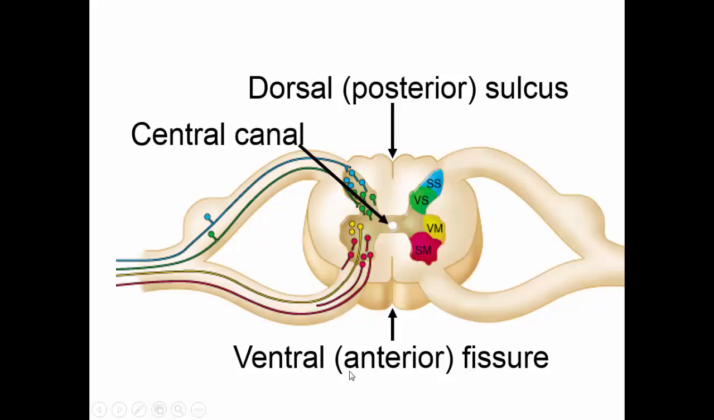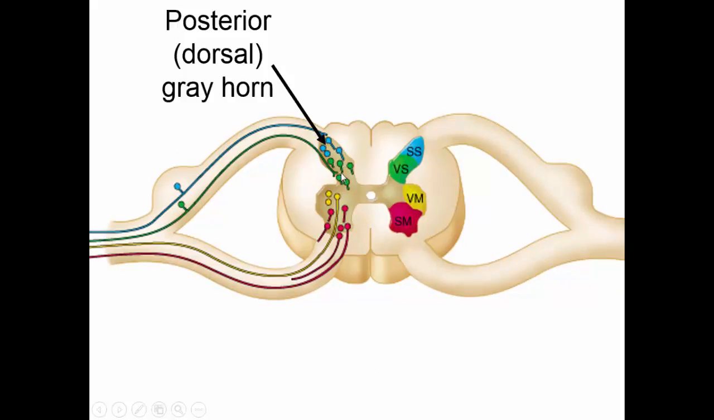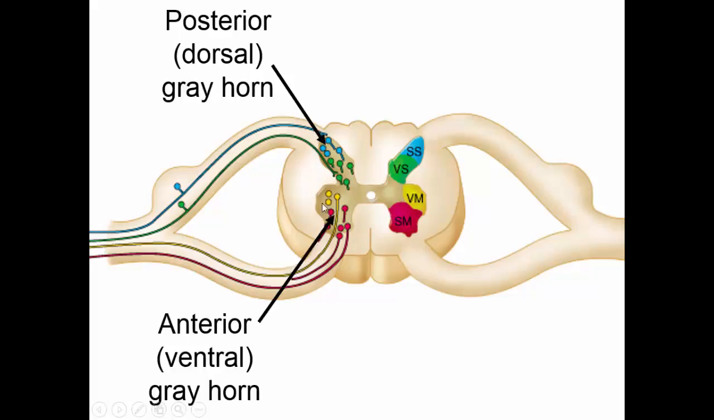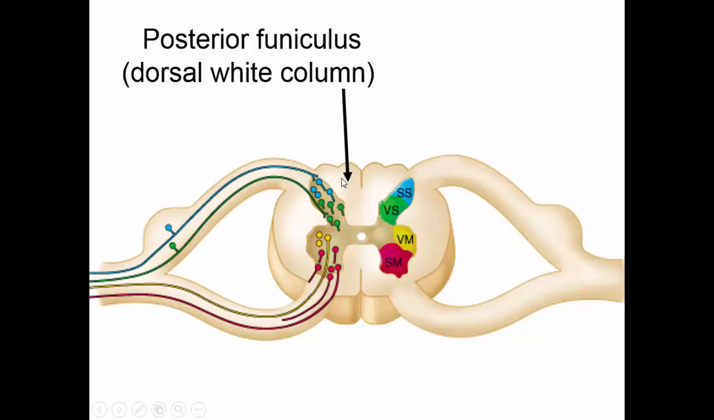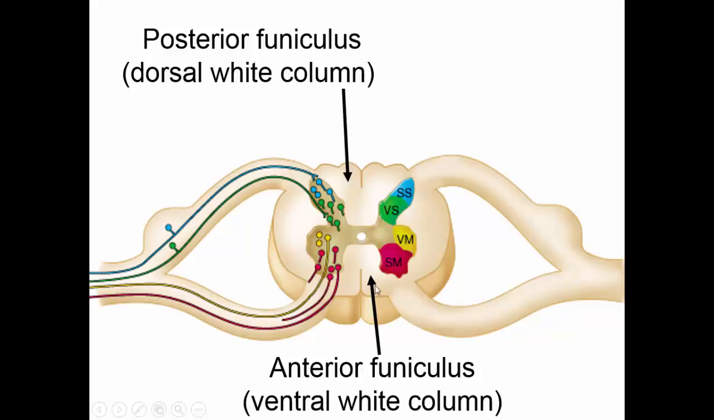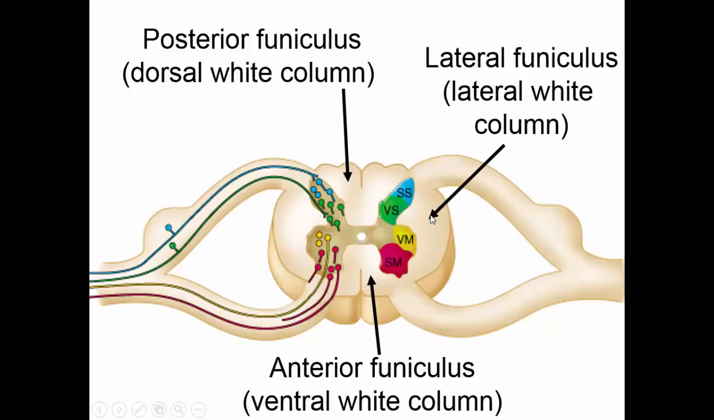The gray matter is divided into horns, so we have the dorsal or posterior gray horn, and we have the anterior or ventral gray horn. Now in the thoracic region only, we have a lateral gray horn. The white matter is the dorsal white column in the back, sometimes called the posterior funiculus, and in the front it's the anterior funiculus or the ventral white column. And on the side we have the lateral funiculus or the lateral white column.